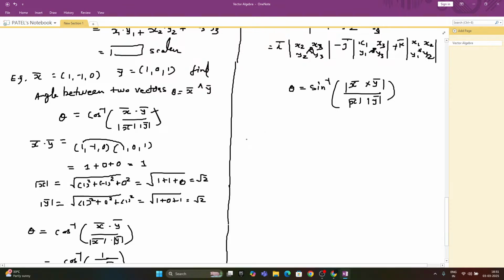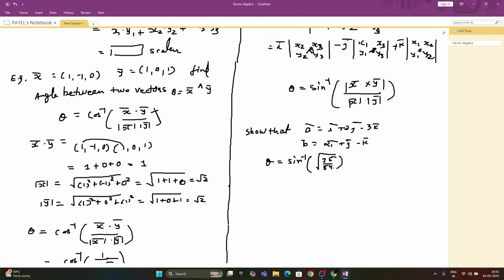Suppose we have the question that: show that a bar equals I plus 2j minus 3k and b bar equals 2i plus j minus k. Show that theta equals sine inverse root 35 by 84. Okay, ये हमें शो करना है. We have to prove, or you can say show, right?